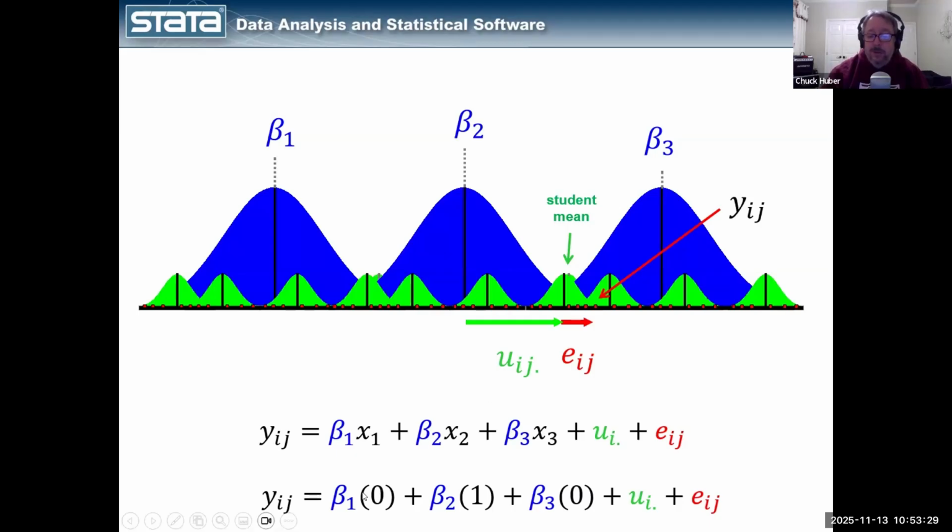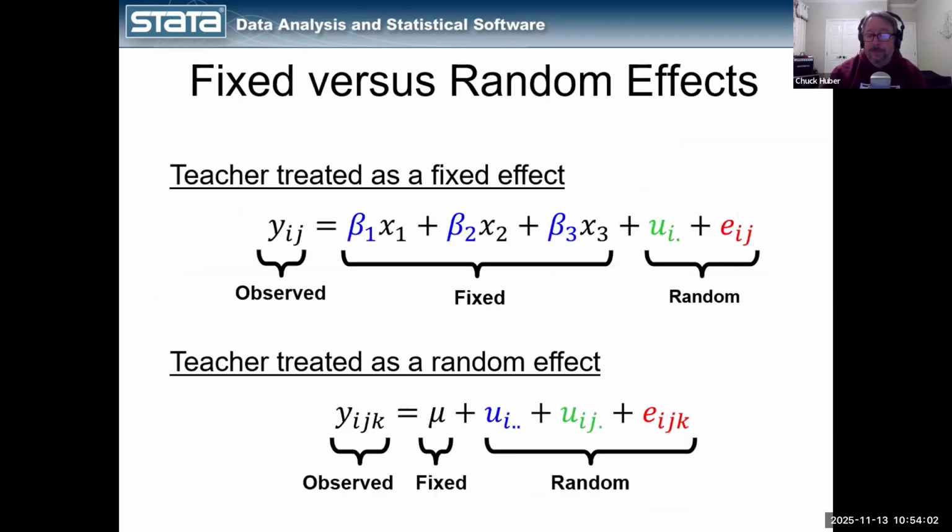If you think about it in terms of indicator variables, the graph at the top shows deviations from teacher 2's mean. Well, if I wrote that here at the bottom, it would be beta 1 times 0, because this is not teacher 1, beta 2 times 1, because it is teacher 2, plus beta 3 times 0, because it's not teacher 3, plus those deviations. And so that's what I mean by treating it as a fixed effect. Okay, so I've moved teacher from the random part over to the fixed part. I'm going to actually estimate those means for each teacher's classroom.